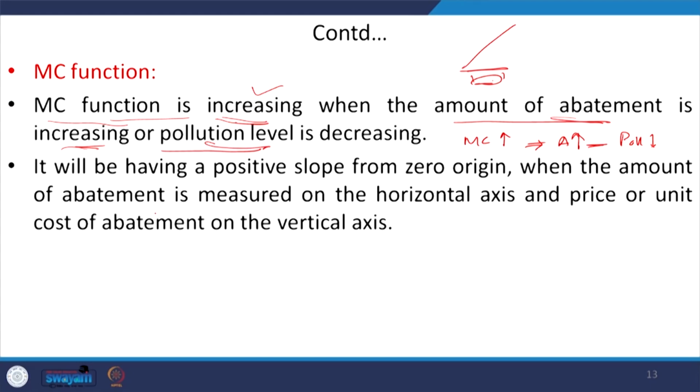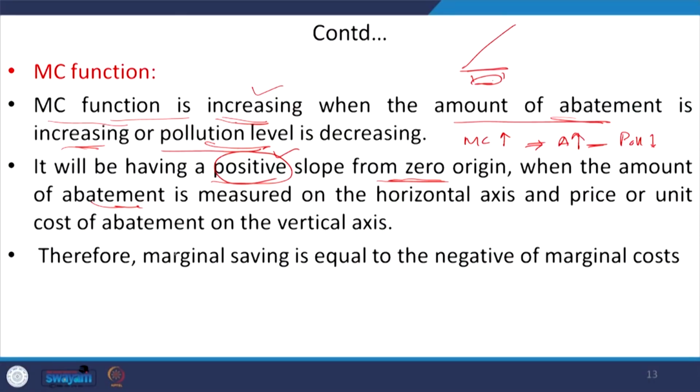So, that is why this marginal cost function is going to have a positive slope if you are taking this marginal cost function from the 0 origin, right. When the abatement amount is measured on the horizontal axis, and the price or the unit cost of abatement is measured on the vertical axis, then the marginal cost function will have a positive slope from the 0 origin. So, you can say that this marginal saving is equal to the negative of the marginal cost function.